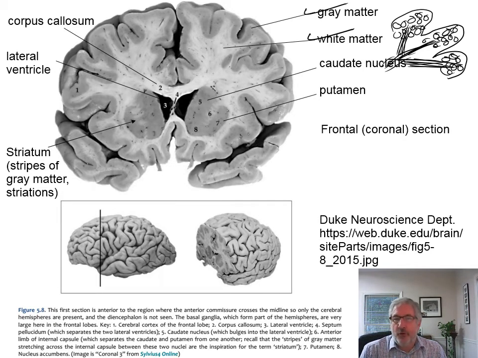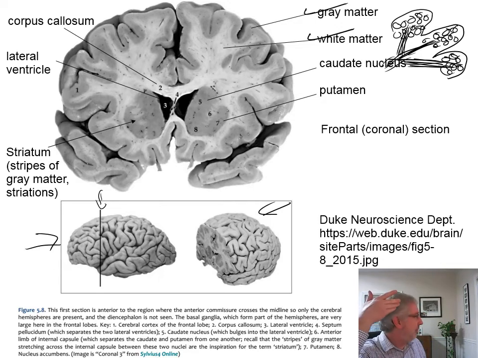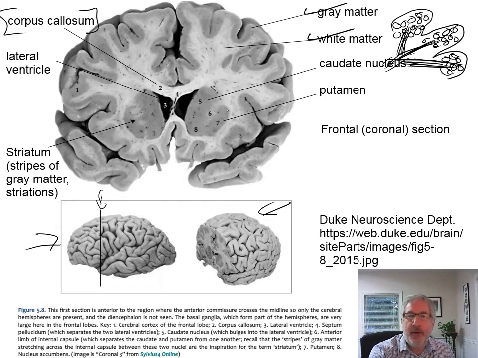This is a frontal or coronal section. You've taken the brain and done a section down through the brain, then you turn the brain as it shows here, so you're looking at it front on. Here's your corpus callosum. This is commissural fibers going back and forth across there, letting the left and right halves of the brain talk to each other.